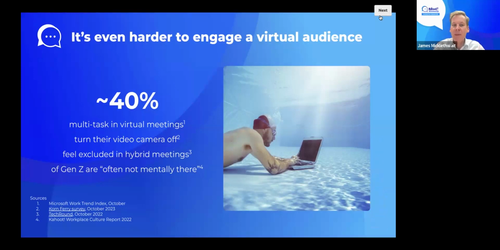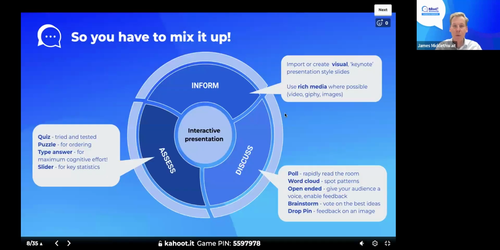Coupled with that, you get people who feel excluded in hybrid meetings if there are people who are in person having the meeting as well. And Gen Z ranked much highest on our survey in terms of disengagement in virtual meetings. So the engagement problem is even more acute with a virtual audience. So what's the solution? Well, you've got to mix it up.